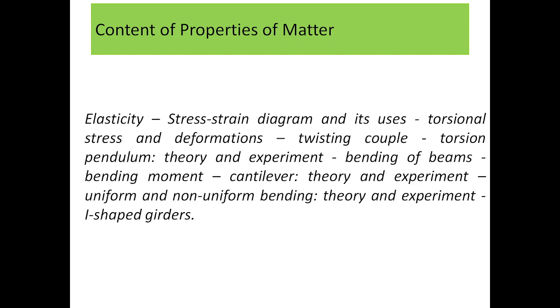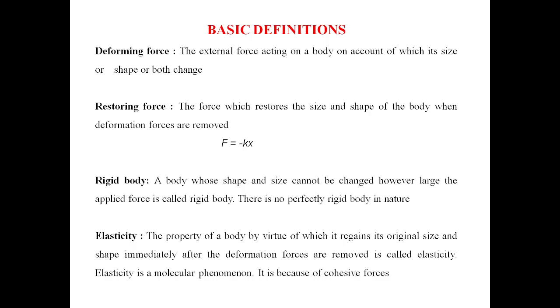Elasticity, stress-strain diagram, uses torsional stress and deformation, twisting couple, torsional pendulum, theory and experiment, bending of beams, bending moment, cantilever, theory and experiment, uniform and non-uniform bending, theory and experiment, and I-shaped girder. This will be covered under the properties of matter. Now we have to see the basic definitions.